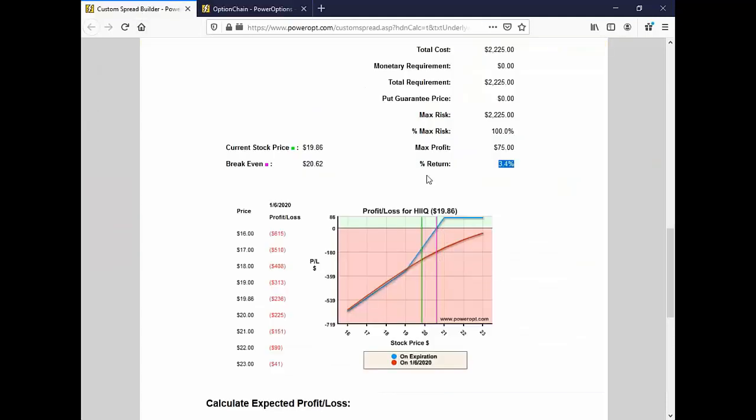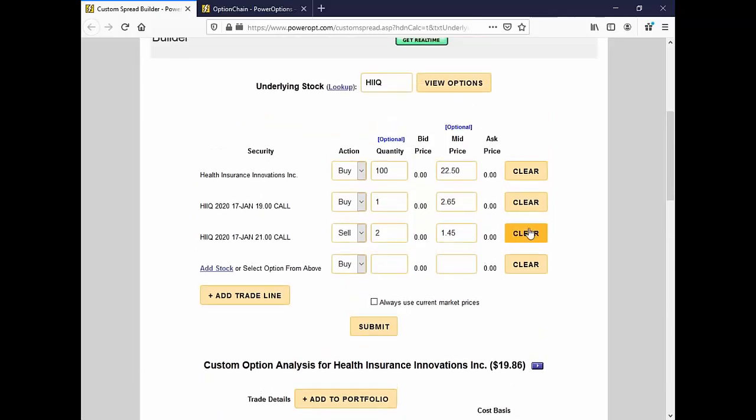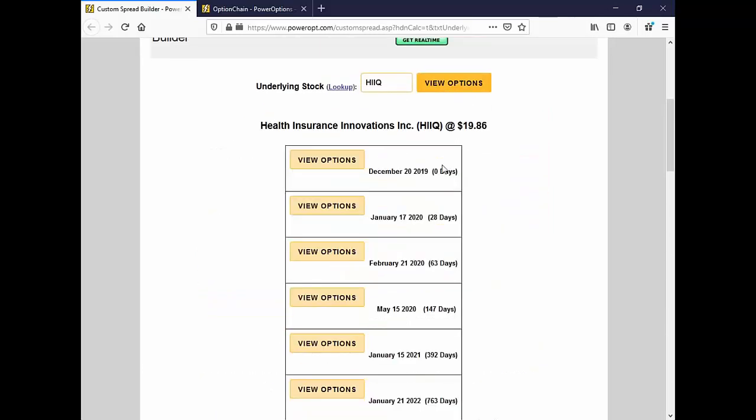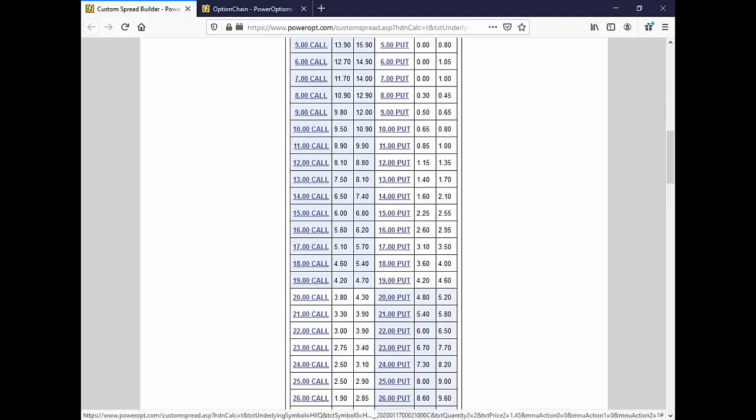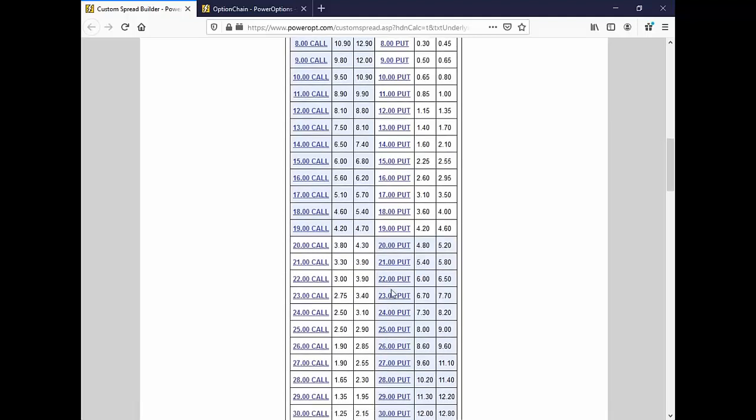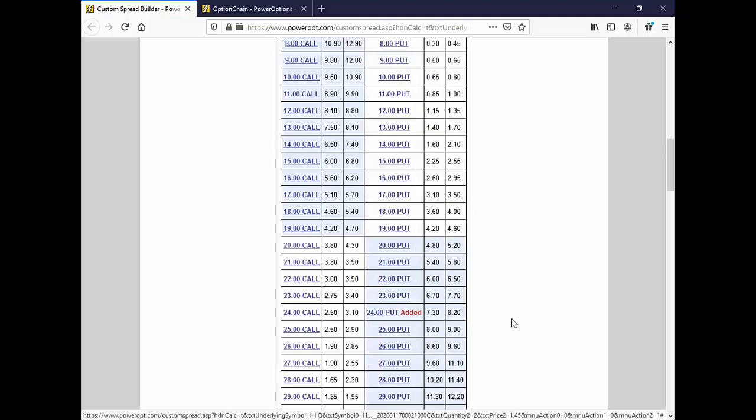Let's go back to the custom spread builder. And this was obviously due to earnings or some other event that was coming up, which is why those options had implied volatility even out to May of 1,000%, or 100%, excuse me. All right, so what did I say? The stock was at 22.50. I'm going to try the 24.